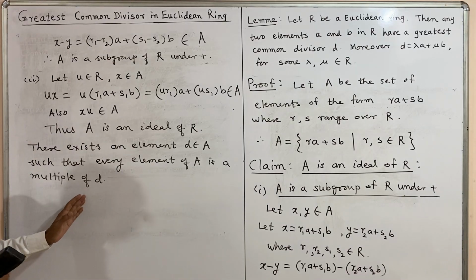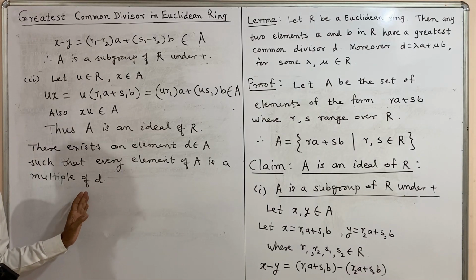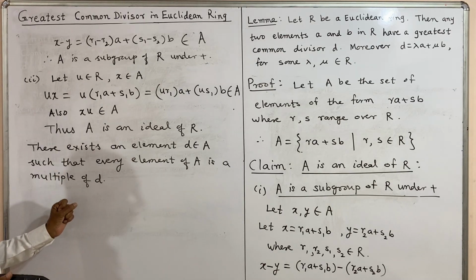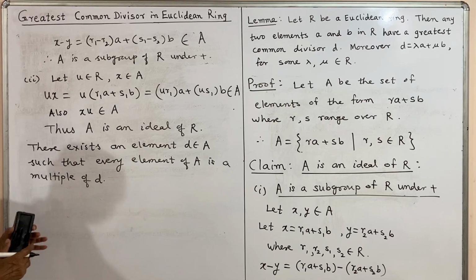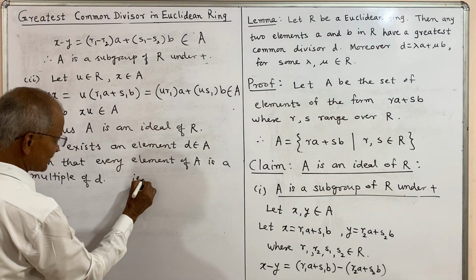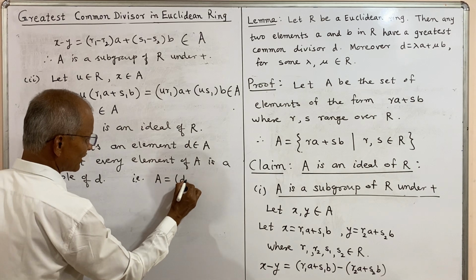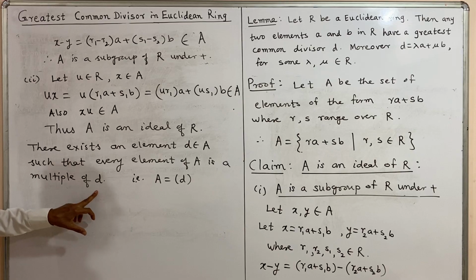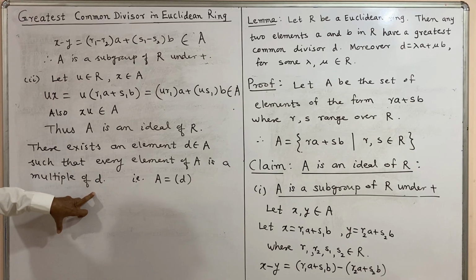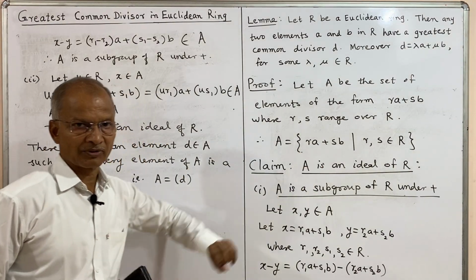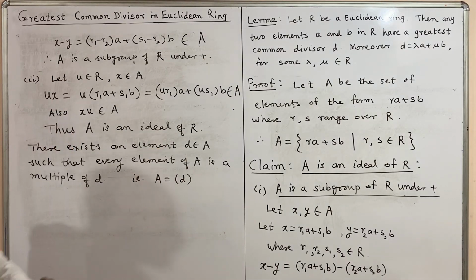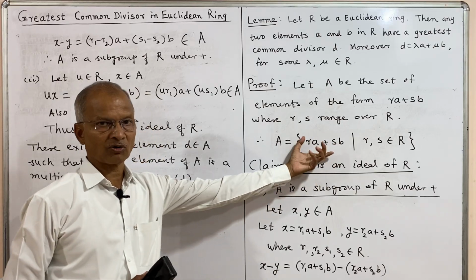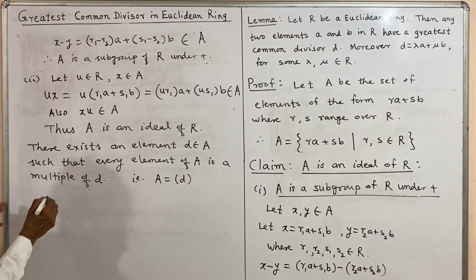If R is a Euclidean ring, then an ideal of a Euclidean ring is a principal ideal, that is, it is generated by an element in A. That is, A is generated by D, and every element of A is a multiple of D. And now we have the element of A also in this form, RA plus SB, and D is an element of A. Therefore, this D is of the form RA plus SB combination.